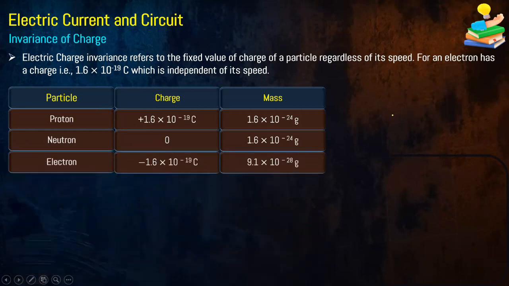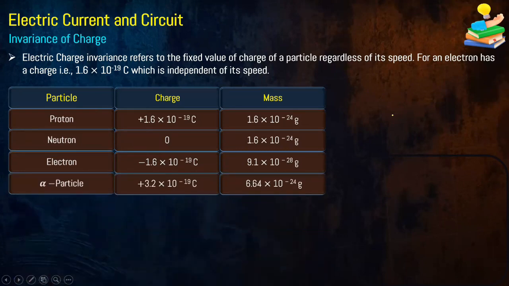Coming to electron, electron mass and its charge is very important to solve the problems. See, what is the charge on electron? Minus 1.6 into 10 to the power of minus 19 coulomb and its mass 9.1 into 10 to the power of minus 28 grams. Coming to the alpha particle, what is the charge on alpha particle? Plus 3.2 into 10 to the power of minus 19 coulomb and its mass 6.64 into 10 to the power of minus 24 grams. In this, you no need to remember all the values.